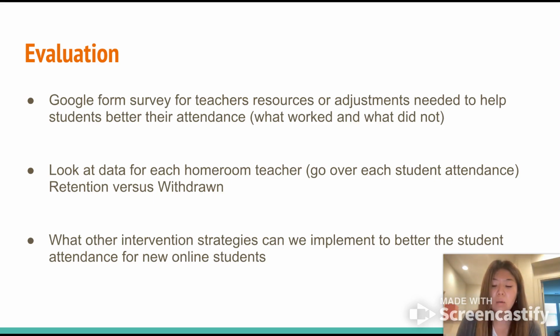It'll also include a post-survey to determine what resources or adjustments are needed to help students better their attendance. So what worked and what didn't. And in post-training meetings, the learners will look at data for each homeroom teacher to go over students' attendance and compare the retention data versus withdrawn students. This evaluation plan ultimately can help determine the extent to which our learning objectives will be met, and continue the discussions for improvement if needed.